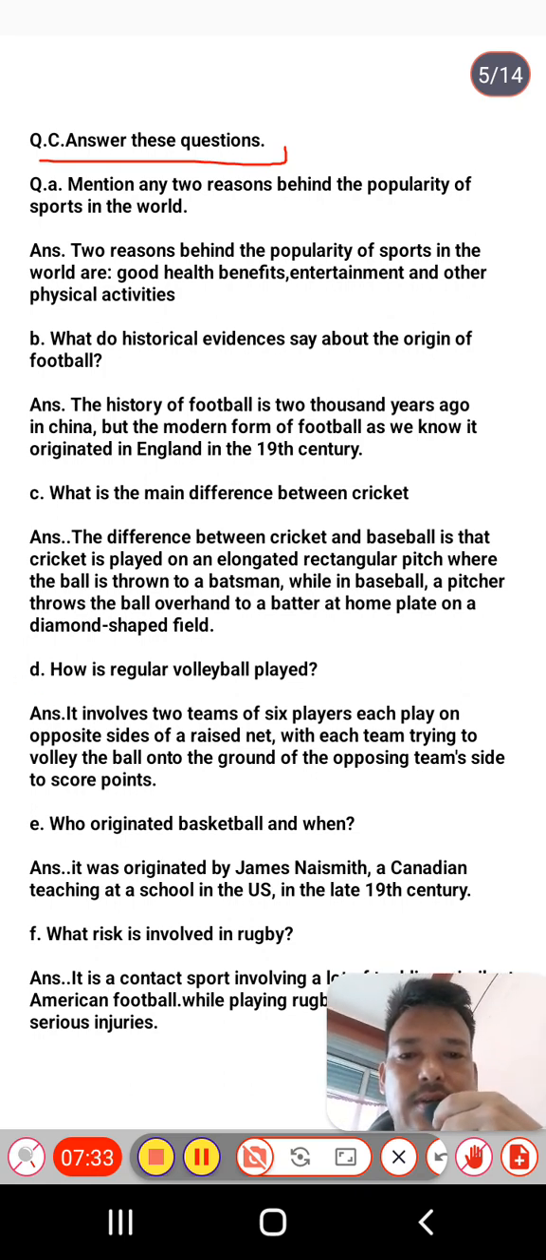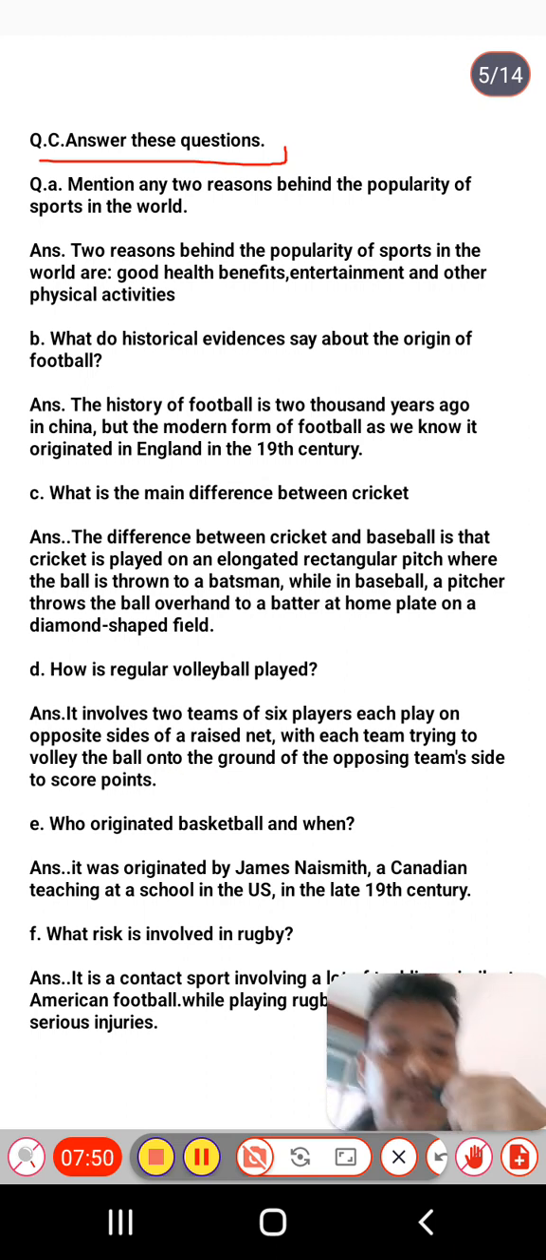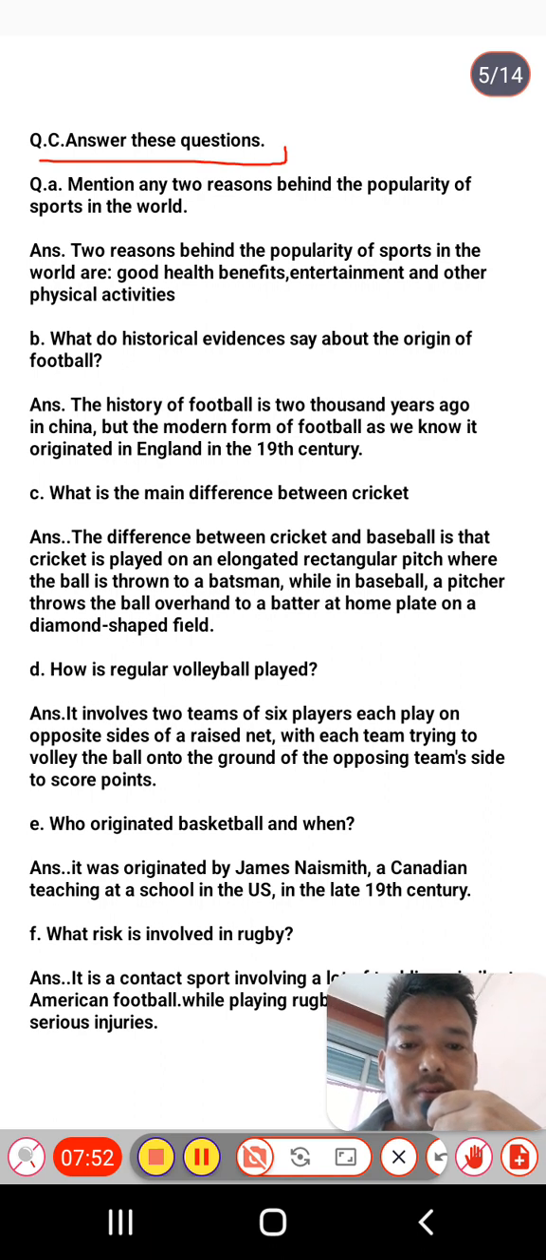Number D, how is regular volleyball played? Answer: it involves two teams of 6 players each playing on opposite sides of a raised net, with each team trying to volley the ball onto the ground of the opposing team's side to score a point. So this is regular volleyball.